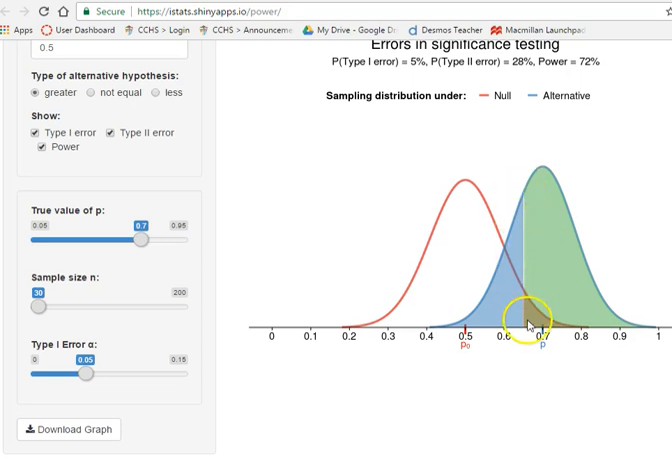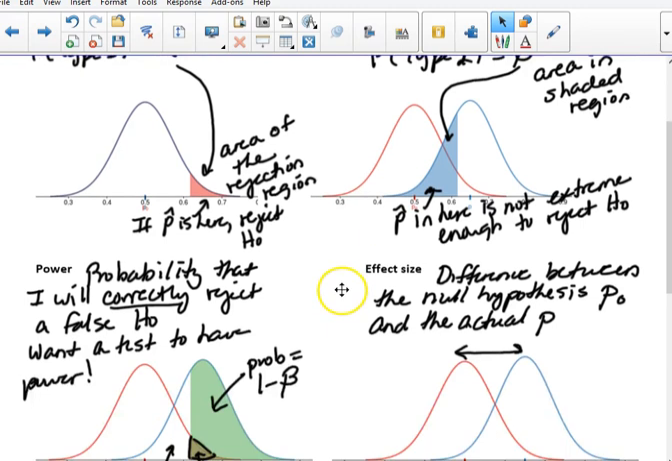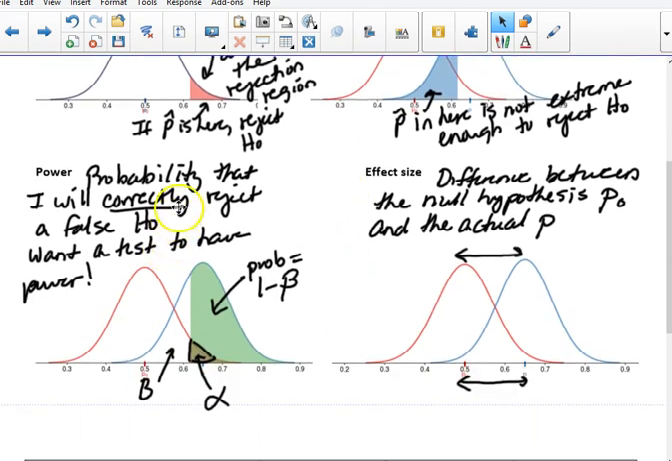In both cases, we're going to reject the null hypothesis if I get a sample proportion that is bigger than this line. In one case, it would be a wrong decision if this were really true, if the red distribution were really true. But if the blue distribution were really true, then it would be a good decision, and that's power. So summing that up, the probability that I will correctly reject a false null hypothesis.